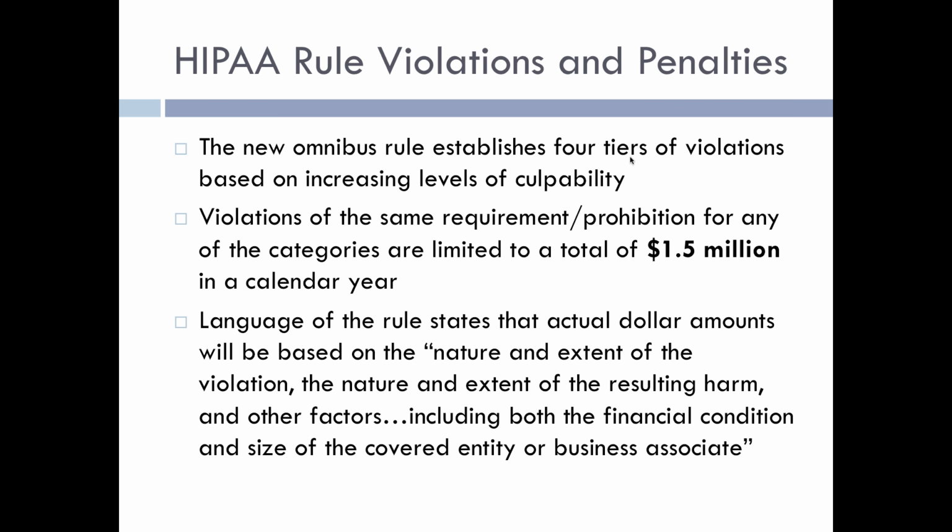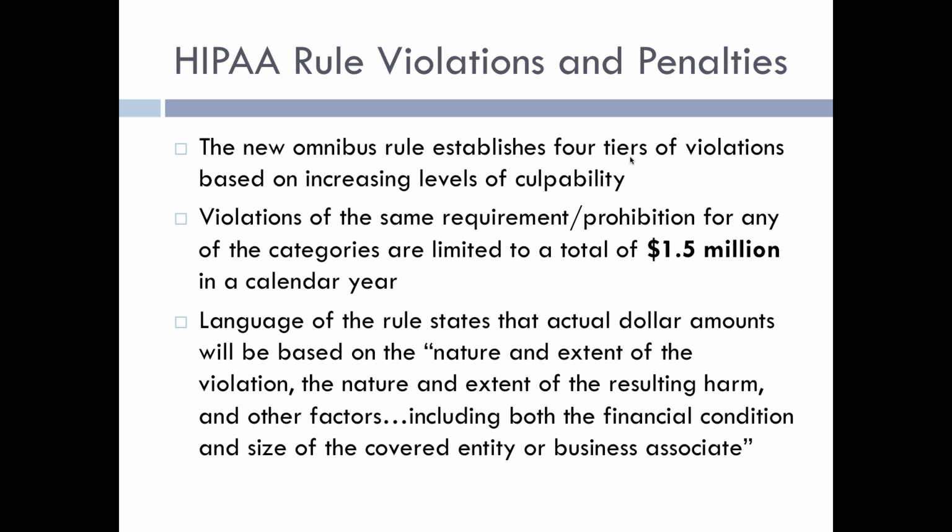HIPAA rule violations and penalties have changed under the Omnibus rule as well. There are now 4 tiers of violations that are based on increasing levels of culpability. In 1 year, violations of this same requirement or prohibition are limited to a total of $1.5 million. If you violate multiple rules, that number can exceed that amount.